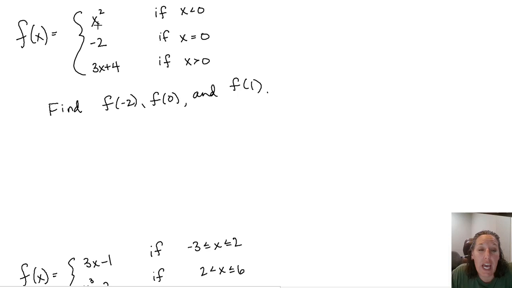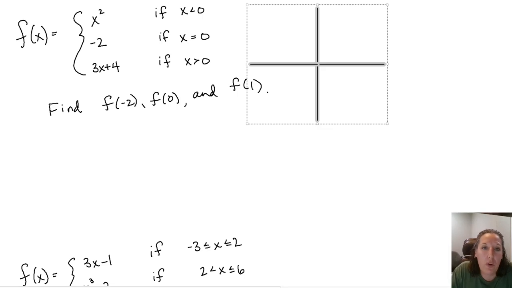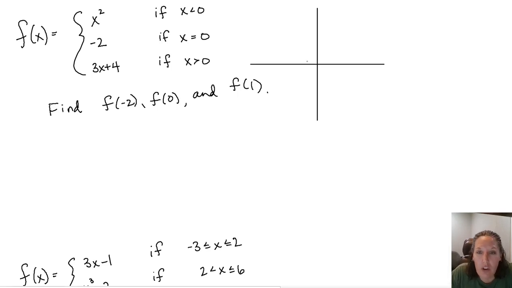Our function is equal to x squared if x is less than 0. It's equal to -2 if x is equal to 0, and is equal to 3x plus 4 if x is greater than 0. So if we were going to look at this on a graph, what we're going to see is to the left of 0, our function is going to look like the x squared graph. So it's going to look like the left half of a parabola.